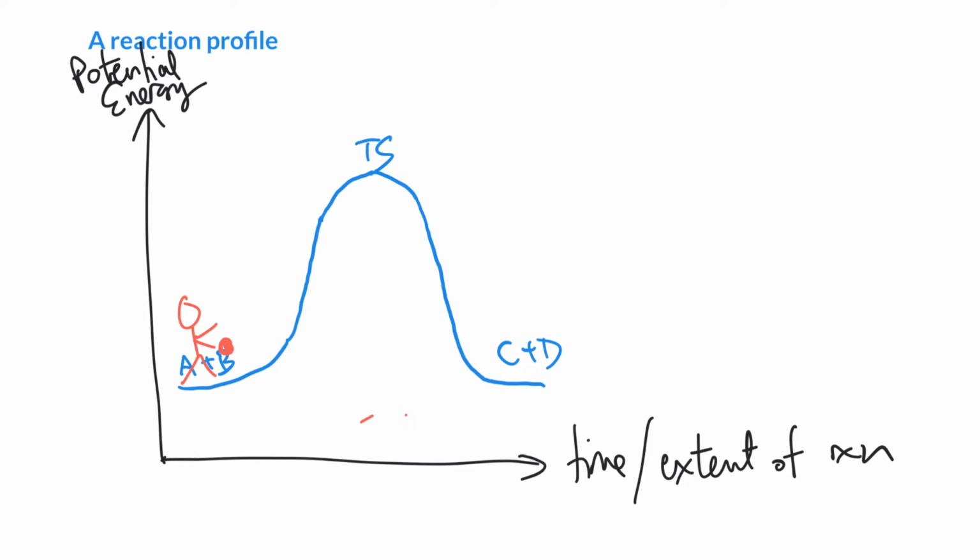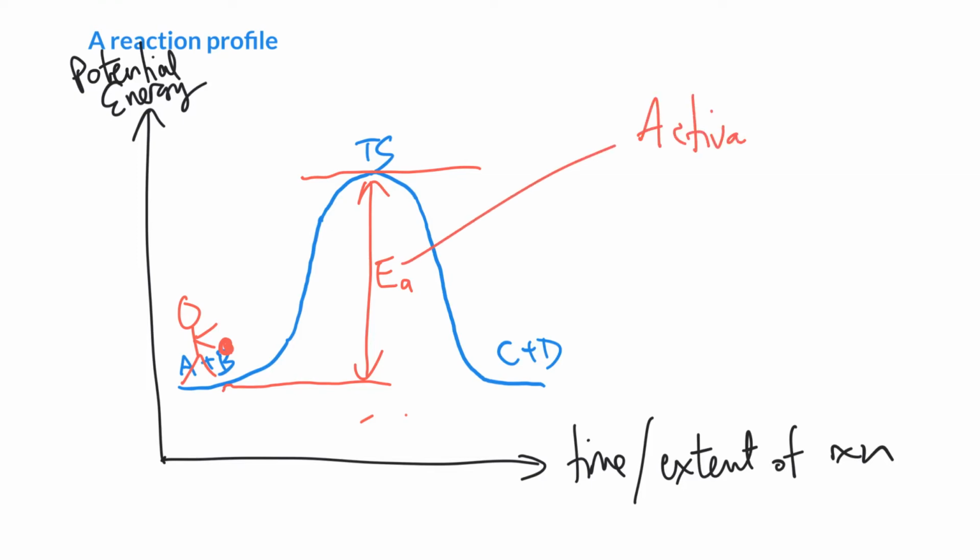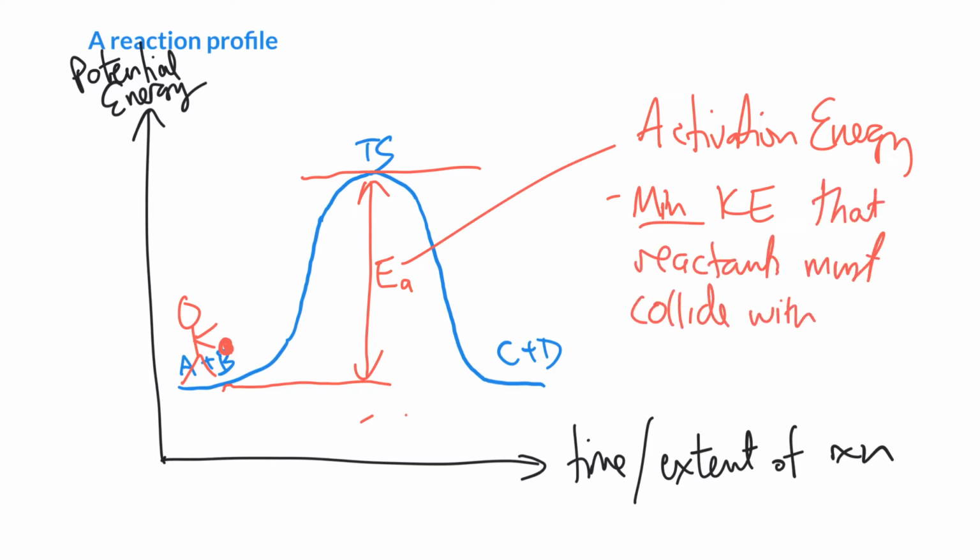There's a minimum energy then that you have to throw the ball with, and this is called the activation energy. I can draw a line from the bottom of the reactants to the top of the transition state, and I can measure this energy here. This is called the activation energy, or E with a little subscript A for short. So let's go ahead and write that down. Activation energy is the minimum kinetic energy, so the energy of motion, that the reactants have to hit with in direction.